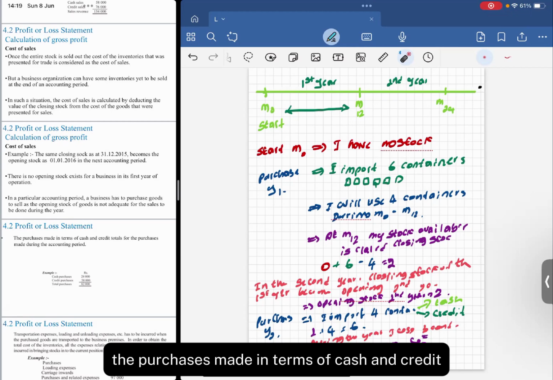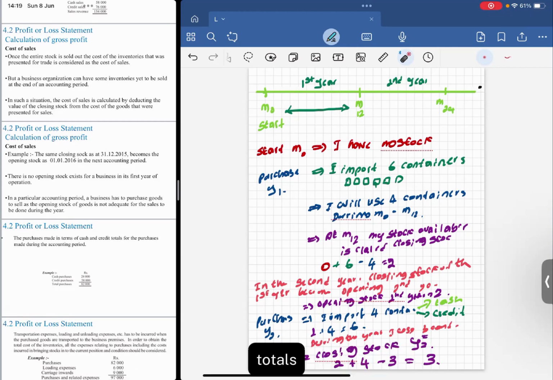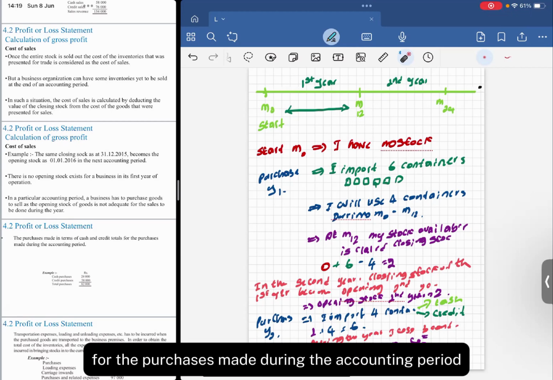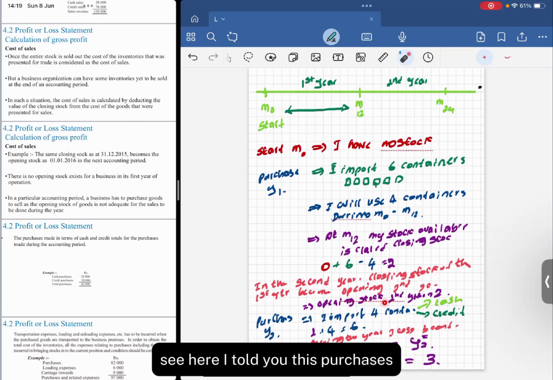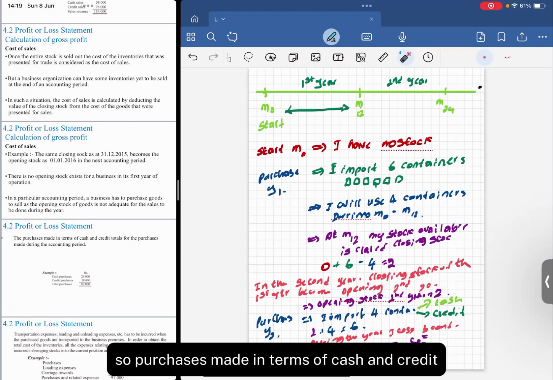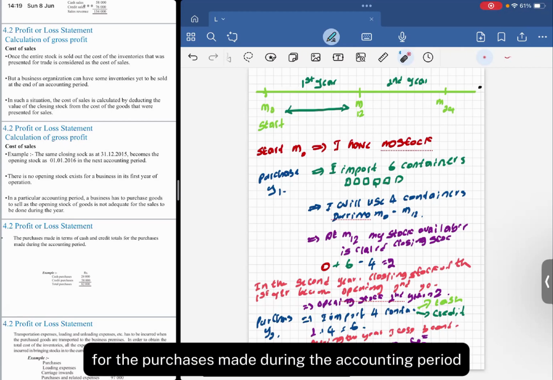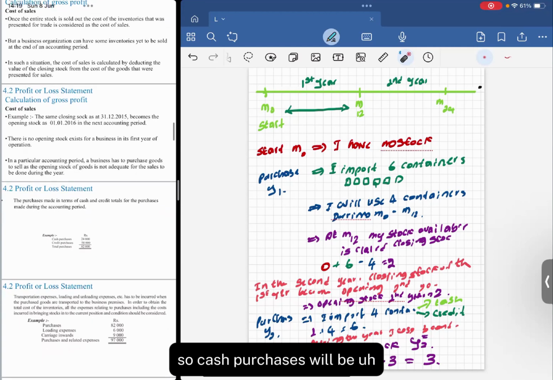The purchases made in terms of cash and credit total the purchases made during the accounting period. See, here I told you, these purchases, you can buy in cash and credit. So both these cash and credit purchases will be included in purchases. So cash purchases will be 24,000 and credit purchases 58,000. Then total purchases is 82,000.